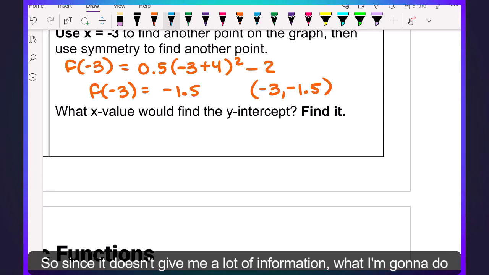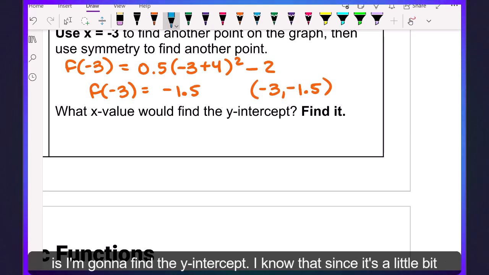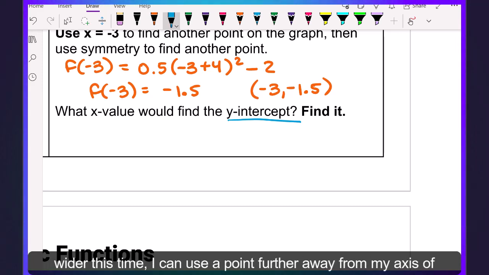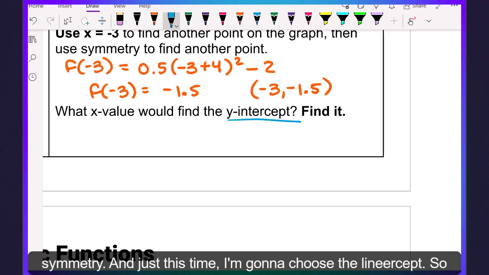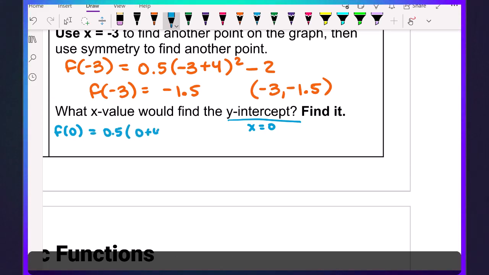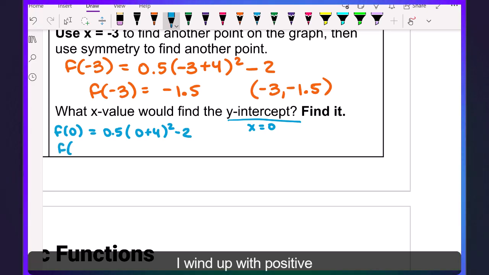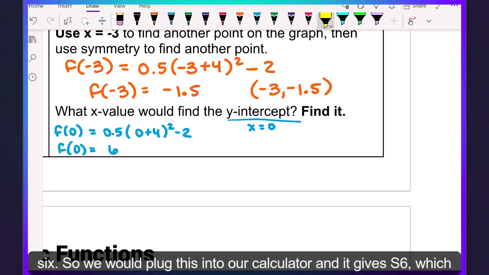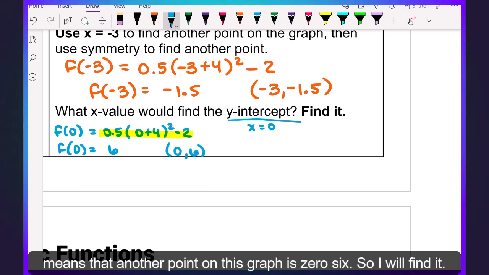So since it doesn't give me a lot of information, I'm going to find the y-intercept. I know that since it's a little bit wider this time, I can use a point further away from my axis of symmetry. And just this time, I'm going to choose the y-intercept. So that means x is 0. So when I plug in 0, I wind up with positive 6. So we would plug this into our calculator and it gives us 6, which means that another point on this graph is 0, 6.